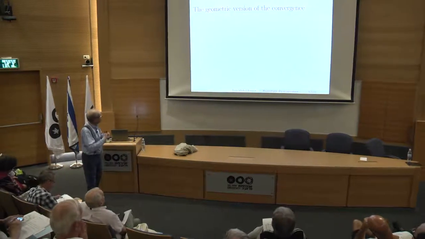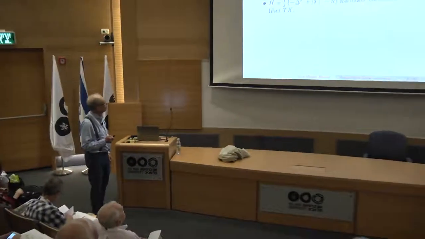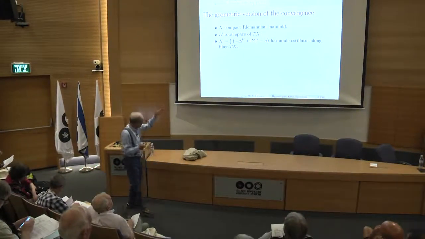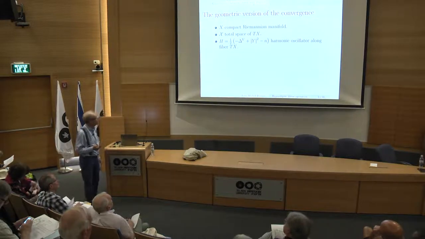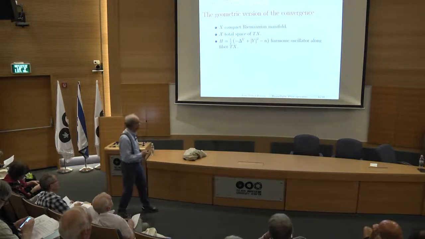So we will now immediately put ourselves in a geometric context in which this vector bundle F will turn out to be infinite dimensional. So I give myself again X to be a compact Riemannian manifold, and I call script X the total space of the tangent bundle. So in other words, I double the dimension of the manifold. I introduce these extra fibers of the tangent bundle. And then I introduce the harmonic oscillator. The harmonic oscillator on a vector space is a well-known operator. That's an elliptic operator, self-adjoint. It just acts fiberwise. And it's known that it has discrete spectrum. Its spectrum is the integers, and its kernel is one-dimensional, spanned by the Gaussian function.